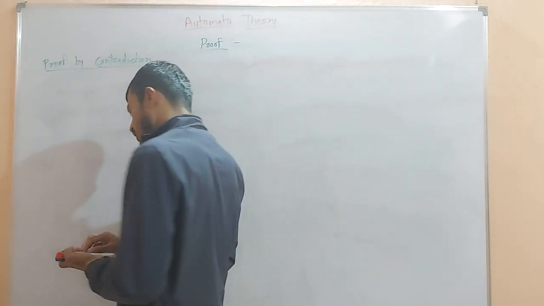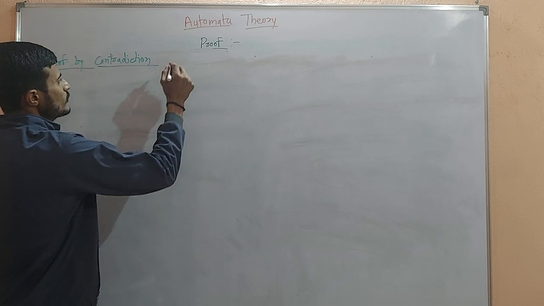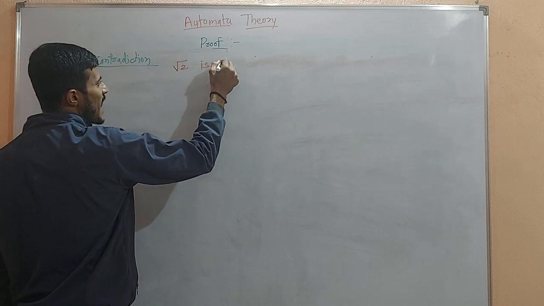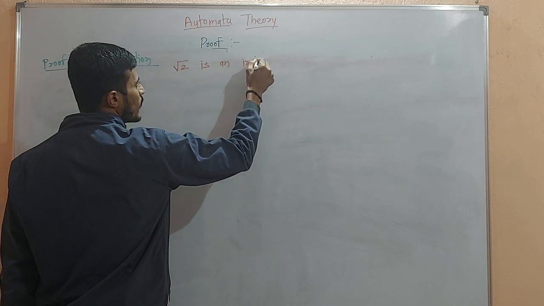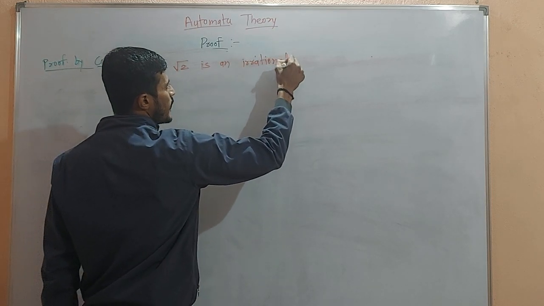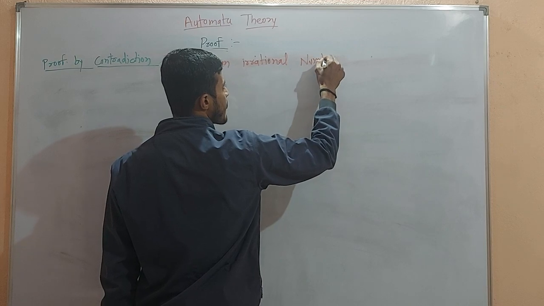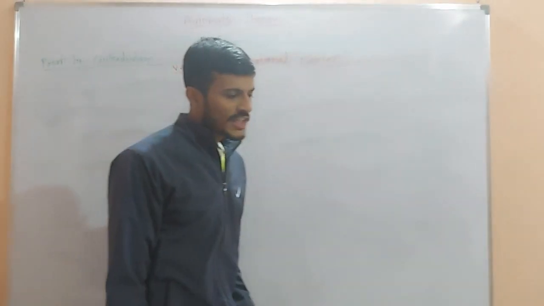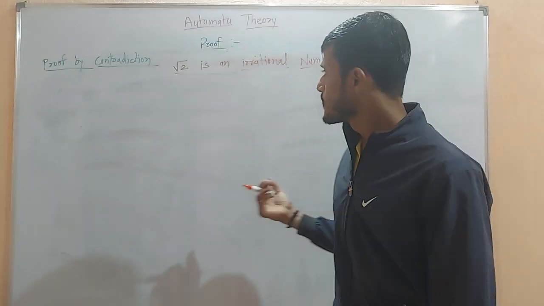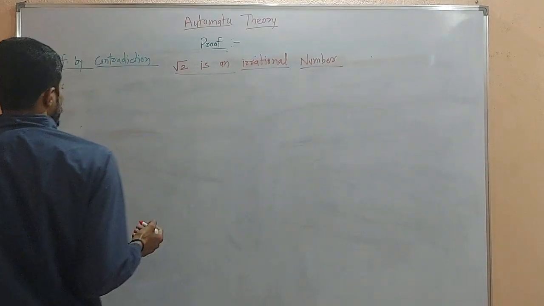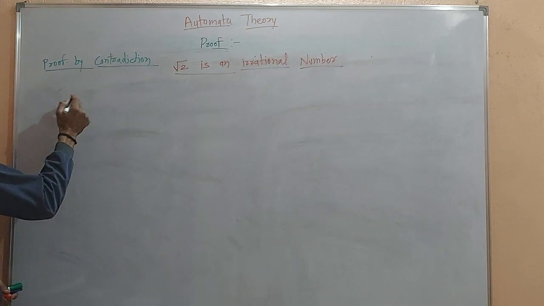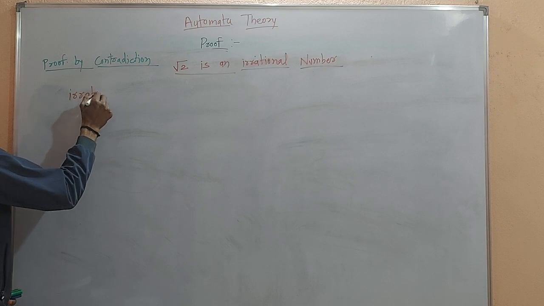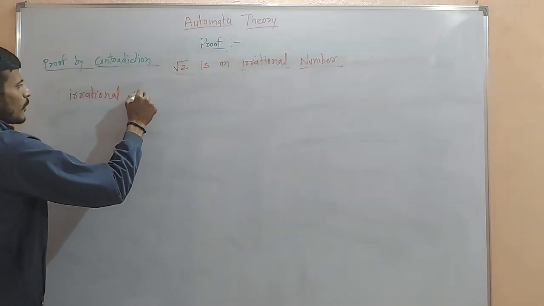So in the case of contradiction, you can see: root 2 is an irrational number. Root 2 is an irrational number. So guys, what is meant by number, what is meant by irrational number, or what is meant by rational number? Let us see first of all what is meant by irrational number.